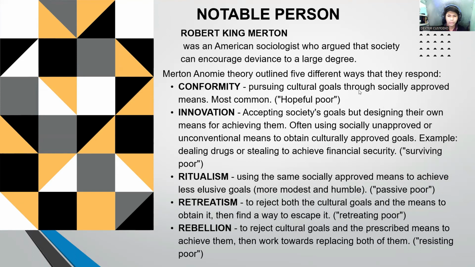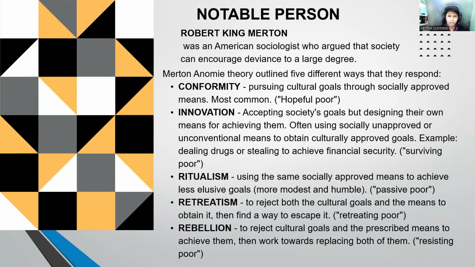Merton added that when individuals are faced with a gap between their goals, usually monetary, and their current status, strain occurs. His theory outlined five different ways that they respond. First, conformity: pursuing cultural goals through socially approved means. This is the most common, hopeful poor.